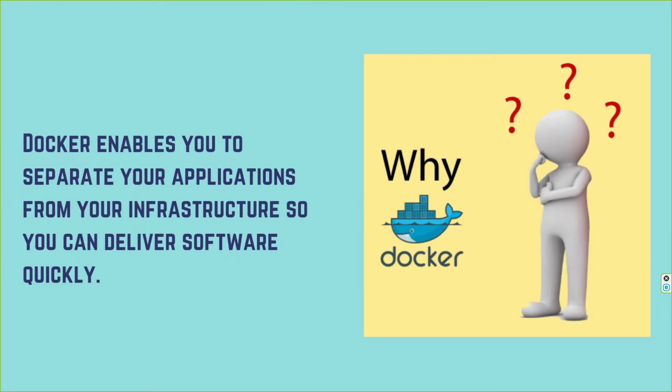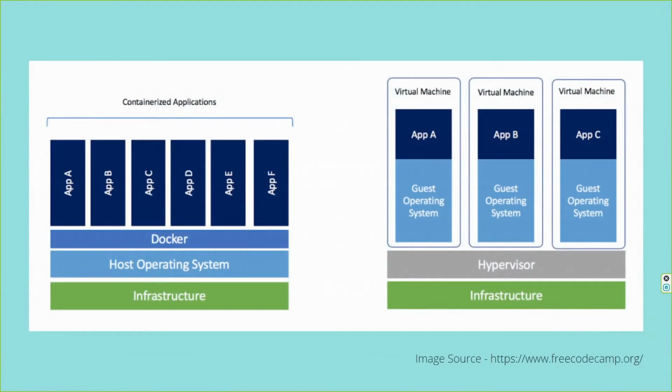Before we talk about containers and so on, let's see why we are using Docker. Docker enables you to separate your applications from your infrastructure so you can deliver software quickly. Here you can highlight two things: separate your application from your infrastructure, and therefore you can deliver software quickly. So what does that mean and what is going on here? Let's discuss it in this slide.